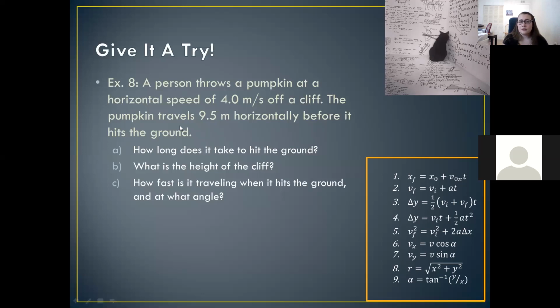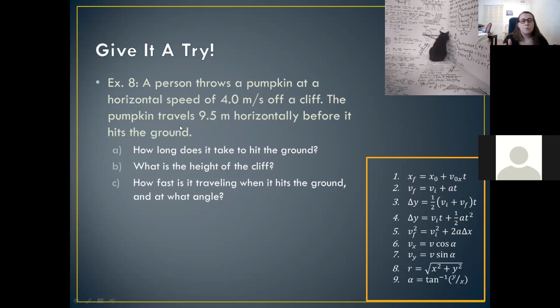How long does it take to hit the ground? What is the height of the cliff? How fast is it traveling when it hits the ground? And at what angle does it hit the ground? So I have there in our orange box the equations that we've been using. I want to give you a couple of minutes to work through these problems. I do recommend that you take it step by step. I've laid it out so that part A will help you solve part B, which will help you solve part C. So go through them in order, but use those equations and give it a try.